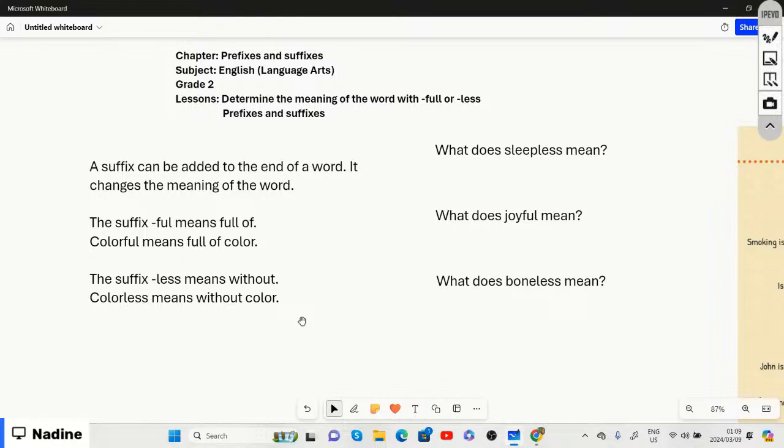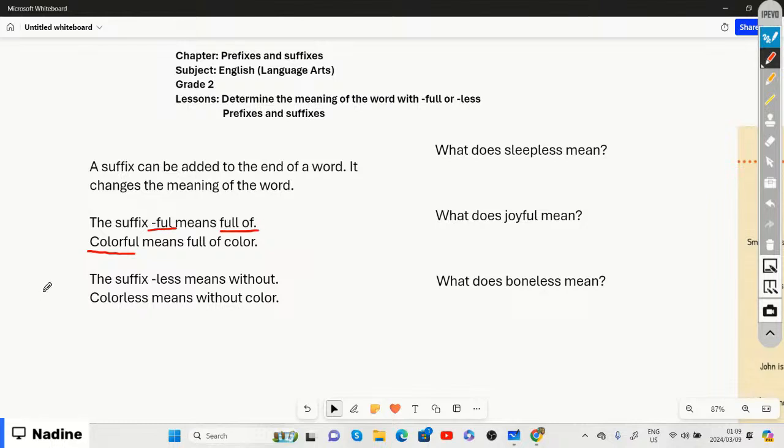So today we'll be focusing on the suffixes and the meanings of full as well as less. The suffix full means full of. So it can be full of something. If we look at the word colorful, and our suffix full means full of, then colorful means full of color.